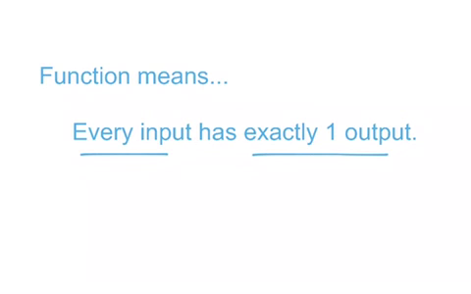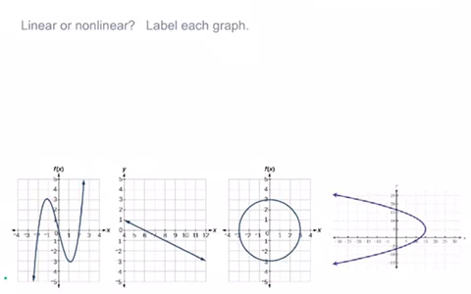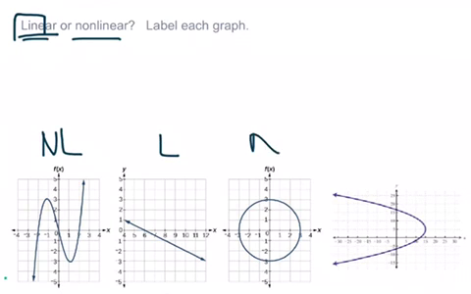Now this has confused some people. This is a totally separate question. The question here is linear or nonlinear. What do we remember that linear means? Yeah, linear, the word itself has the word line in it. So straight line. Right, so go ahead and label each of these as linear or nonlinear. Hopefully you got nonlinear, linear, nonlinear, and nonlinear.